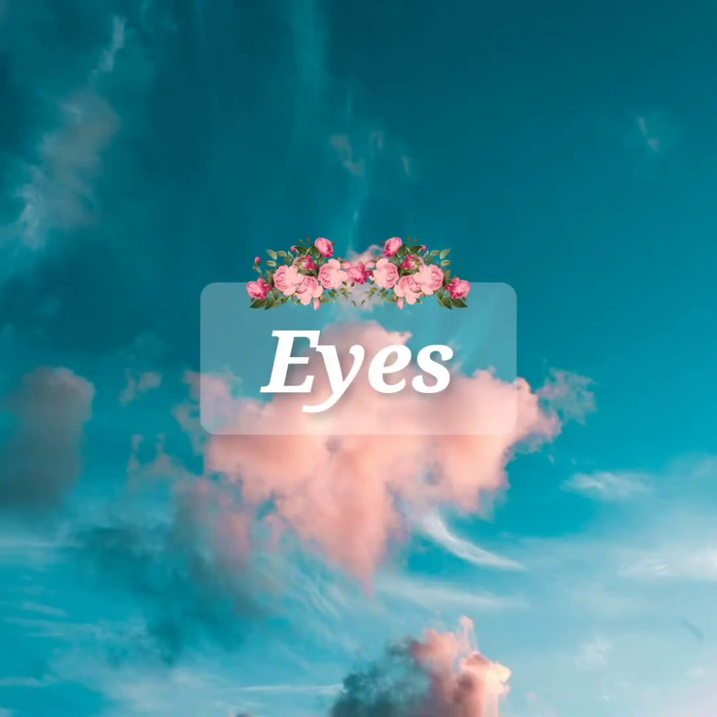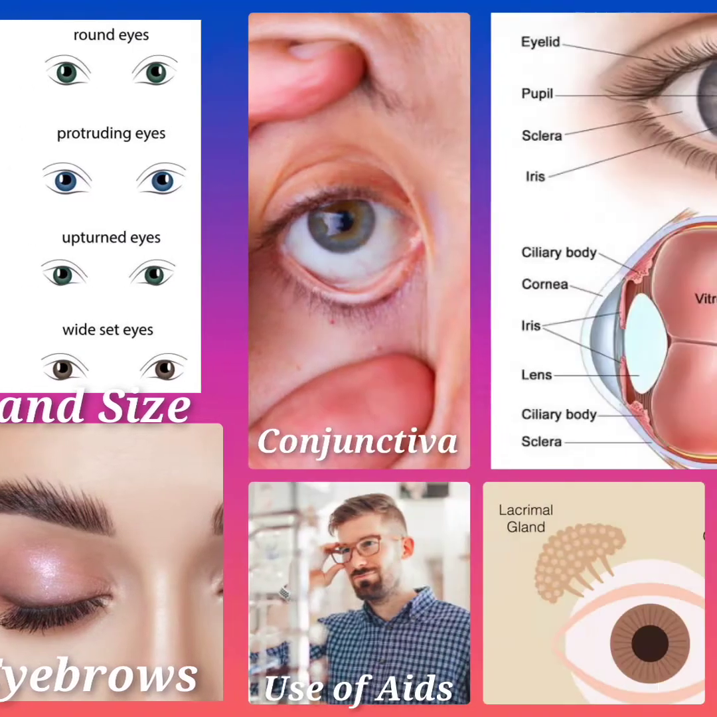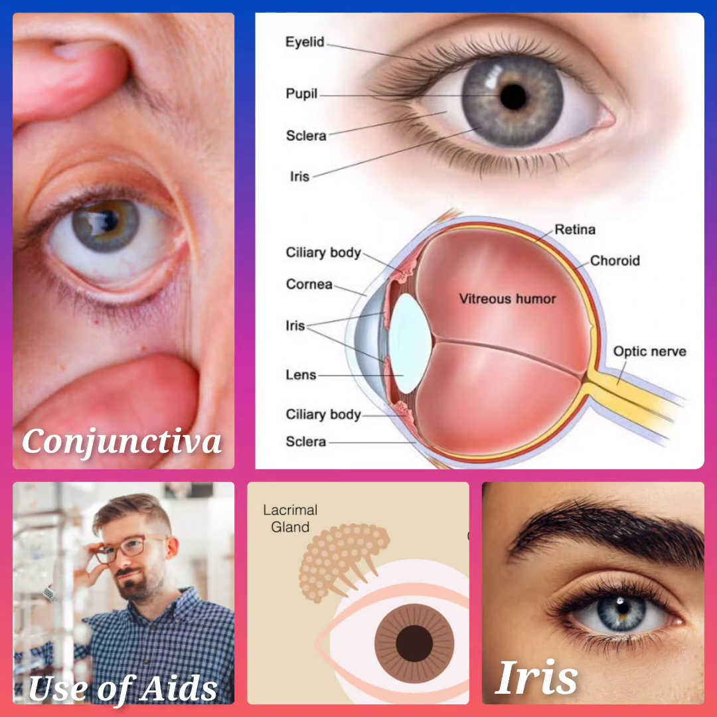Assessment of eyes. Assess the eyelids for inflammation, infection, ptosis or stye. Assess the shape and appearance of the eyes. Assess eyelashes if they are long, short or artificial. Assess the eyebrows for color, shape and alignment. Assess conjunctiva for redness, inflammation and swelling. Assess the cornea if it is clear, milky, opaque or cloudy. Assess the lacrimal glands for inflammation, swelling or tearing. Assess the iris for color and shape, and check whether the patient is using any visual aids.